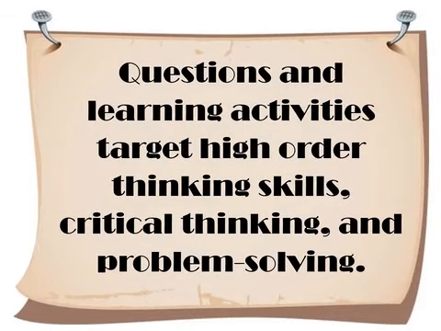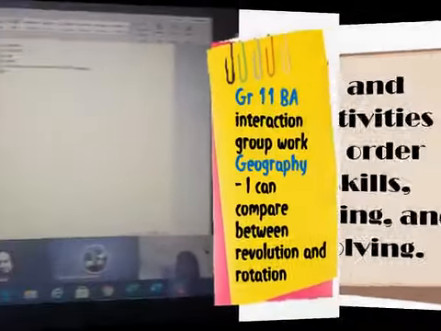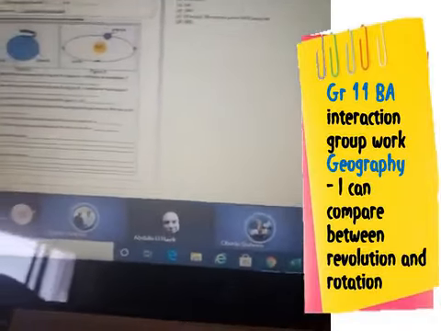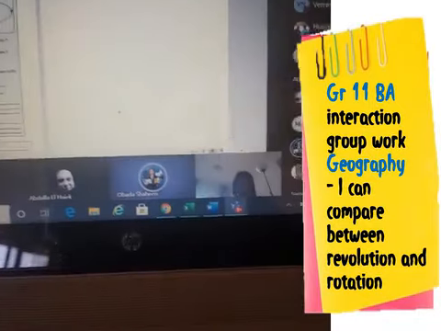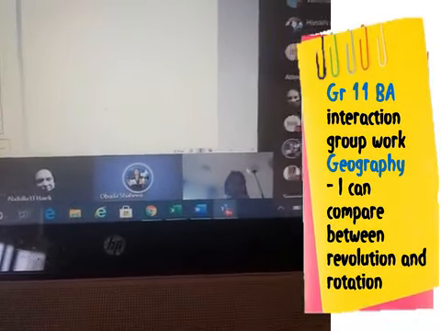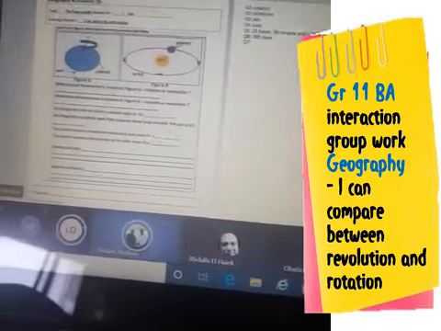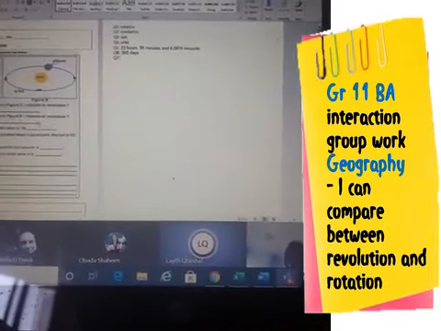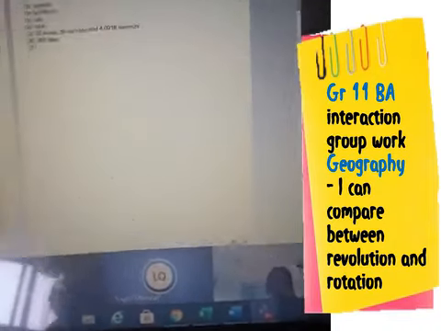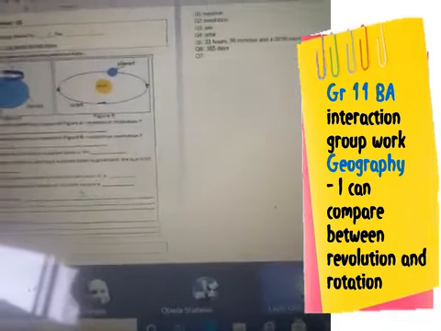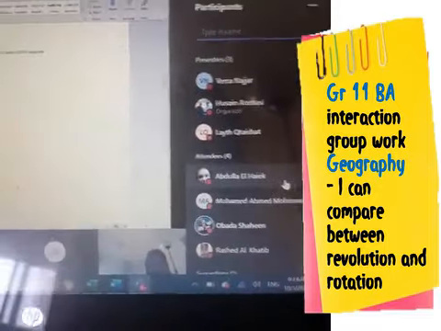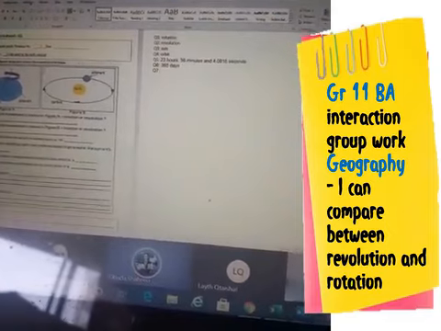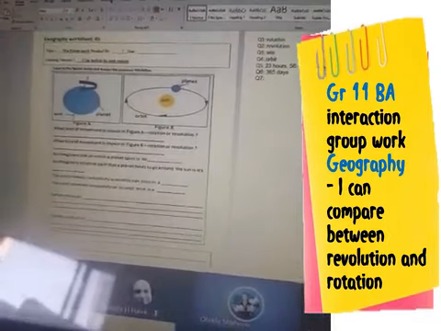Showing in figure A. Rotation or revolution? Yes. Question 1 is rotation. What about question 2? Question 2 is revolution. What kind of movement is shown in figure B? Rotation or revolution? It's revolution. Okay, Ubada, what about the number 3 question? Number 3? Yes. Any imaginary line on which a planet spins, is it?